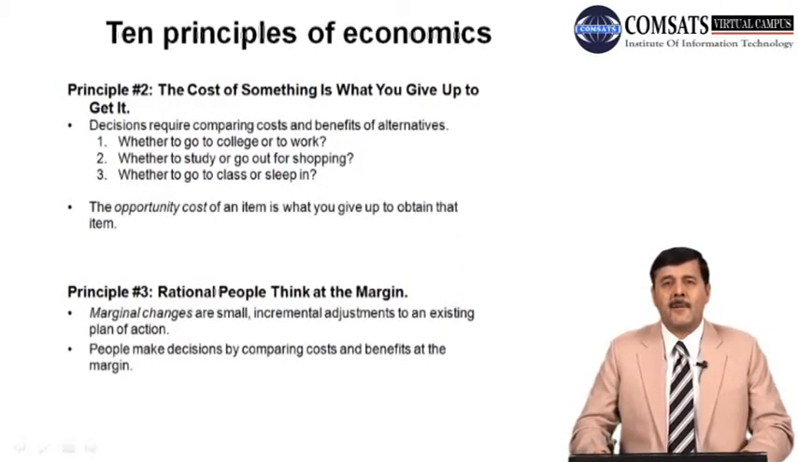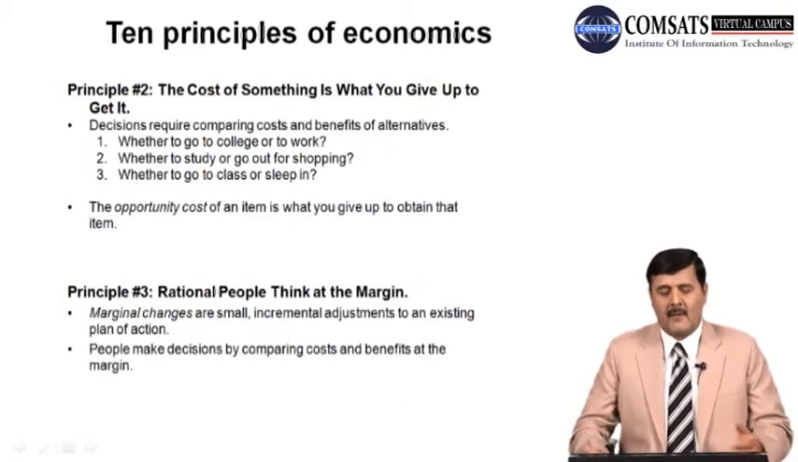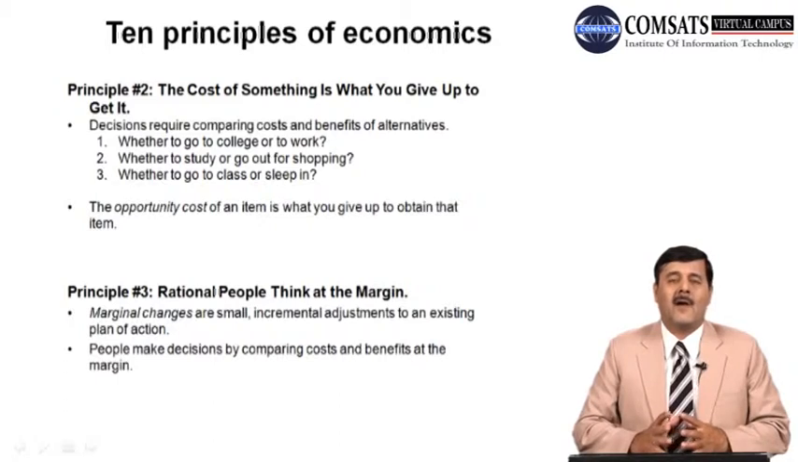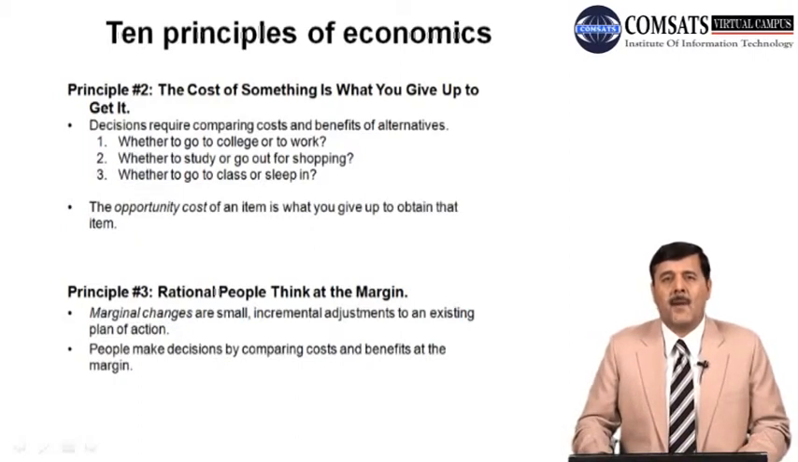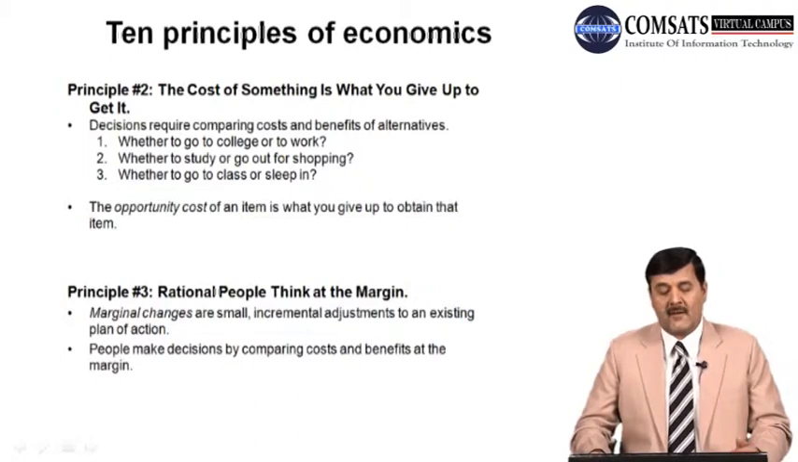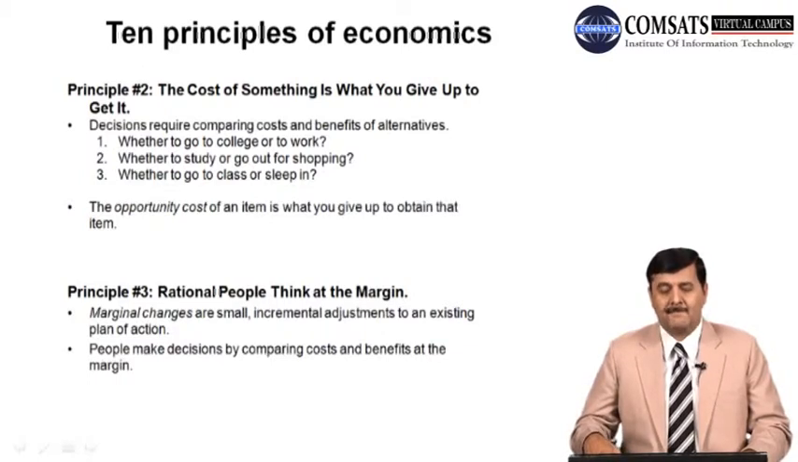The third principle of economics is that rational people think at the margin. Marginal changes are incremental or small, but very, very important. So the individual, or society, thinks at the margin. They compare the marginal benefits and marginal costs, and then they make decisions, whether at the individual level, the firm level, or the society level. People are rational; they think at the margin and make incremental adjustments to an existing plan of action, and then they make different decisions in the business environment. So this is the third principle of economics.